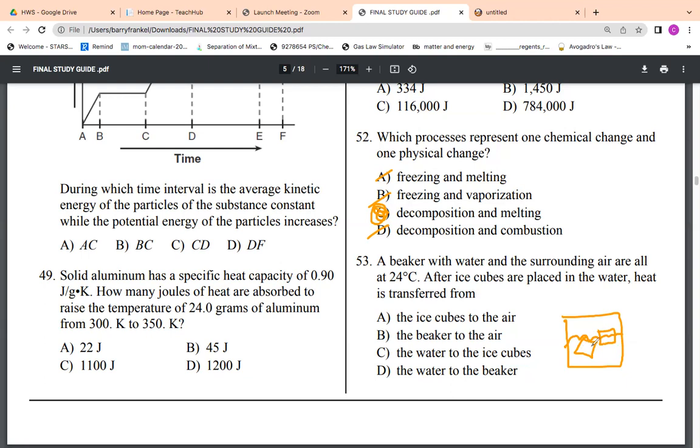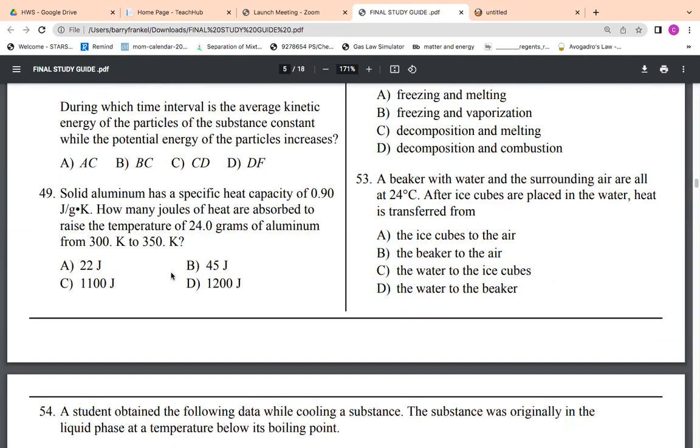Obviously, the ice cubes are a lot colder. And remember that heat moves from high temperature to low temperature. So the heat from the water is going to move into the ice cubes and cause the ice cubes to melt. So heat is going to go from the water into the ice cubes. Choice C.